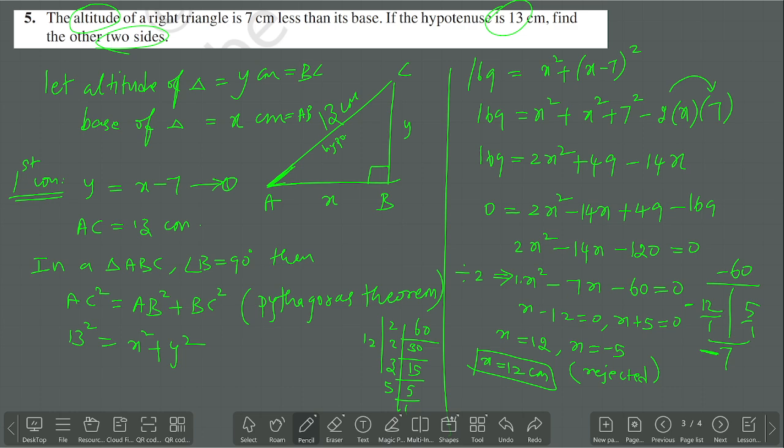X is 12. What about y? Take 1. 1 implies y equal to x minus 7. That means 12 minus 7 equal to 5 centimeter. In words, you should complete. Therefore, the altitude are, not altitude, the other two sides are. Therefore, other two sides are 5 comma 12 or 12 comma 5, in centimeter, you write. Do you understand? Is it okay?